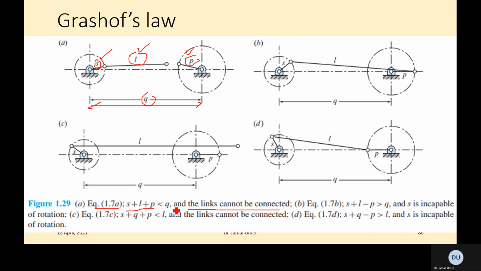So how can this be visually explained? Q is larger than the sum of these three links, which means we are unable to connect those three. You cannot connect them because the length Q is much larger than the sum of all three. Of course you cannot do any useful work from it because the combination is not connected.